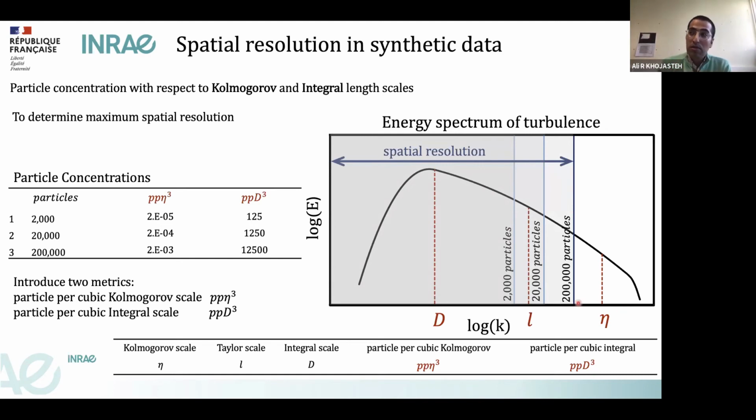So with 200,000 particles, you can get close to the Kolmogorov scale, but you are still away from it, at 10 to the power minus 3, so 0.002 particles per Kolmogorov scale. So these are the two metrics that I defined, and we selected these three particle concentrations.